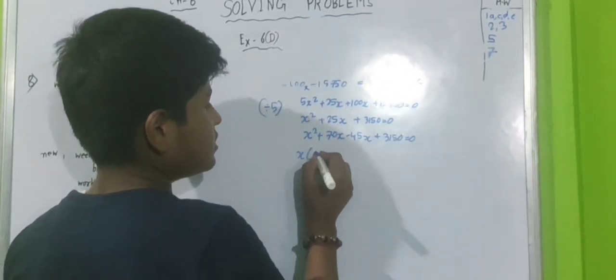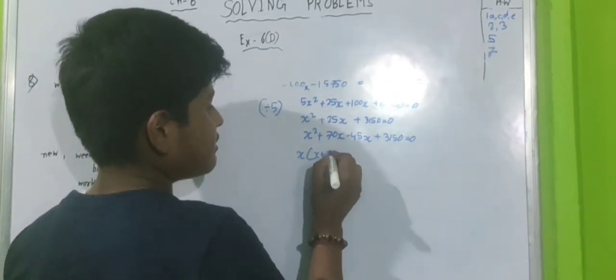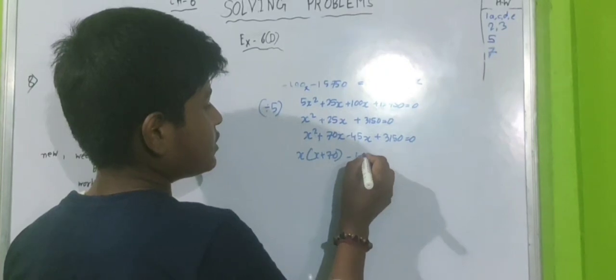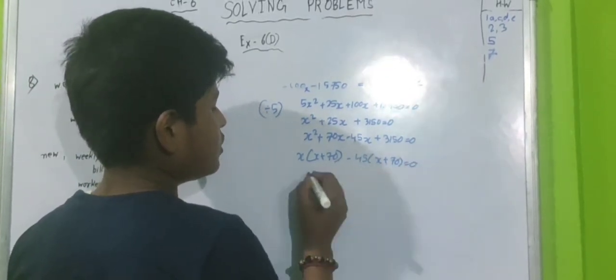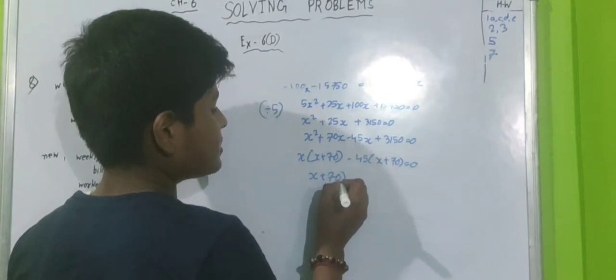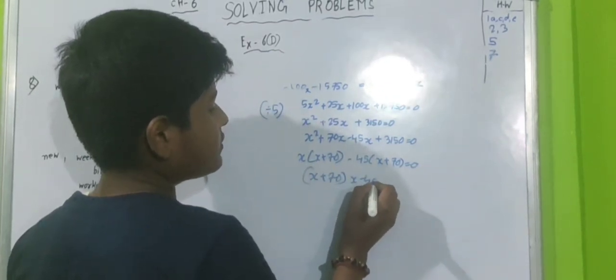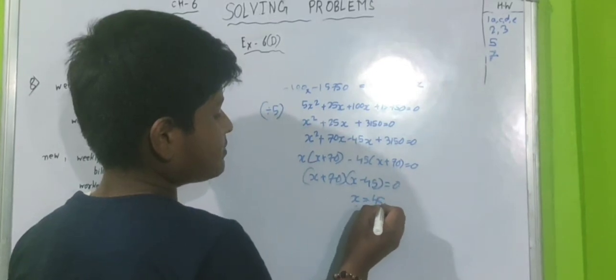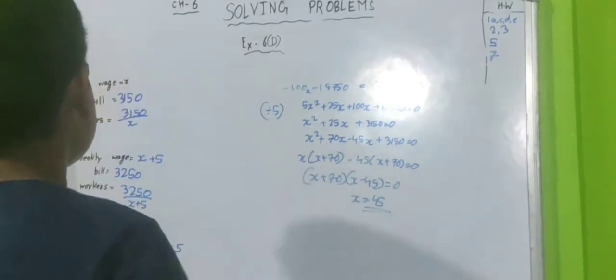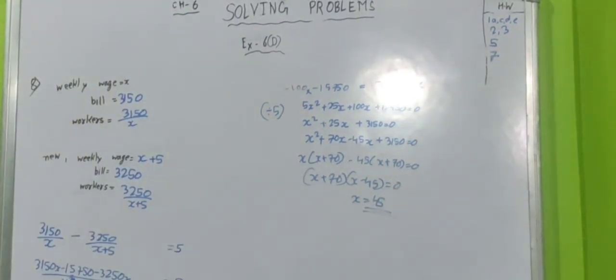x plus 70, minus 45 times x plus 70 is equal to 0. Now the two factors are x plus 70 and x minus 45. So ultimately the answer will be x equals 45 as positive. So the weekly wage of each is 45.